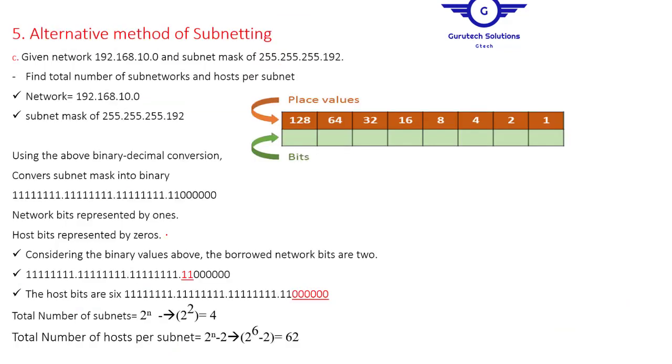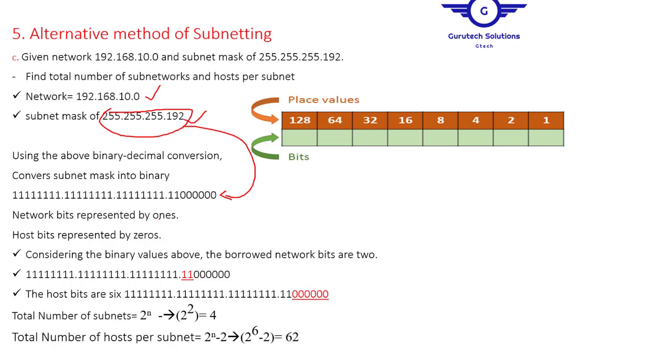Then finally, there's also an alternate method of subnetting, through the use of binary numbers. So for example, this is a network and this is a subnet mask. What you do is convert this subnet mask into binary. If you convert this subnet mask into binary, we get this value here.